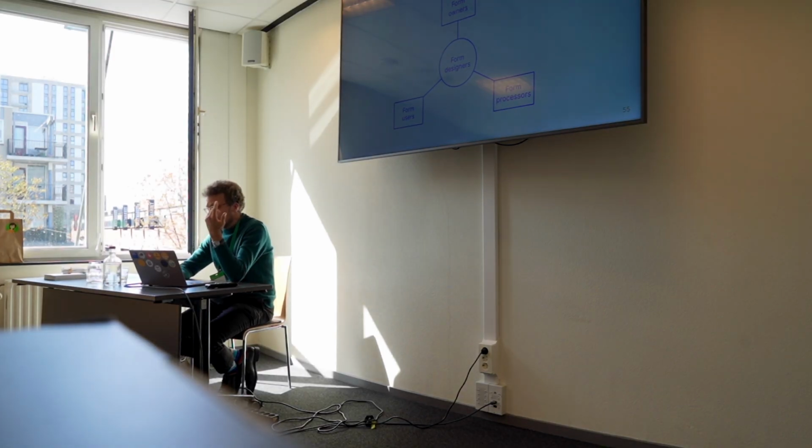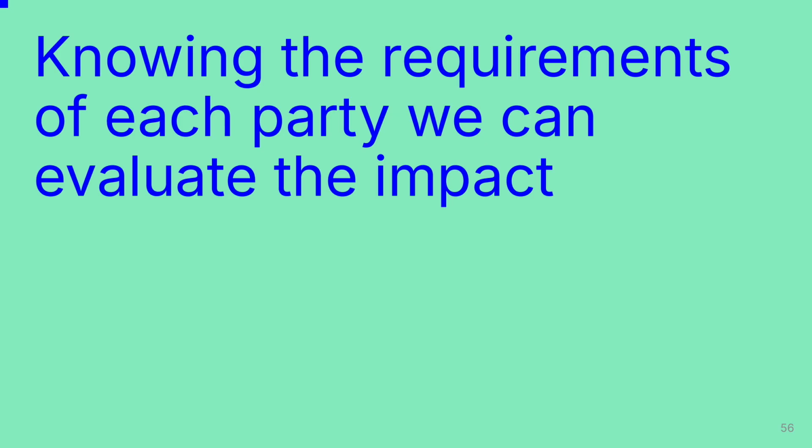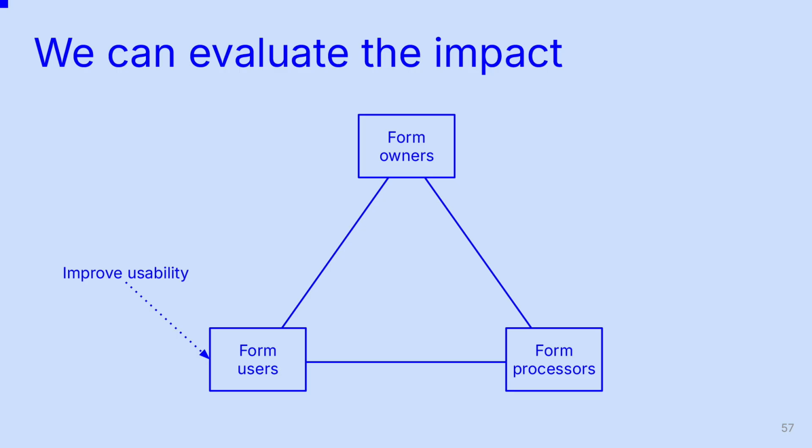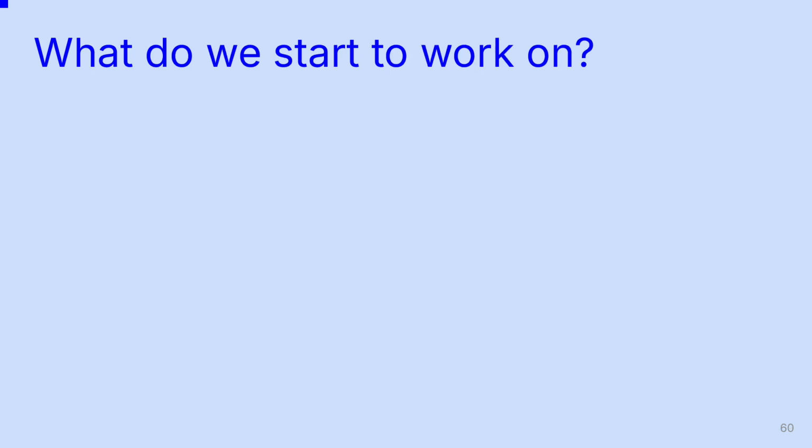And the next step is then to evaluate actually the impact of the different parties. So for the form users, we can improve the usability. For the form processes, we can only change processes, and for the form owners, we would need to change the regulation. And then the question is, where do we actually start?